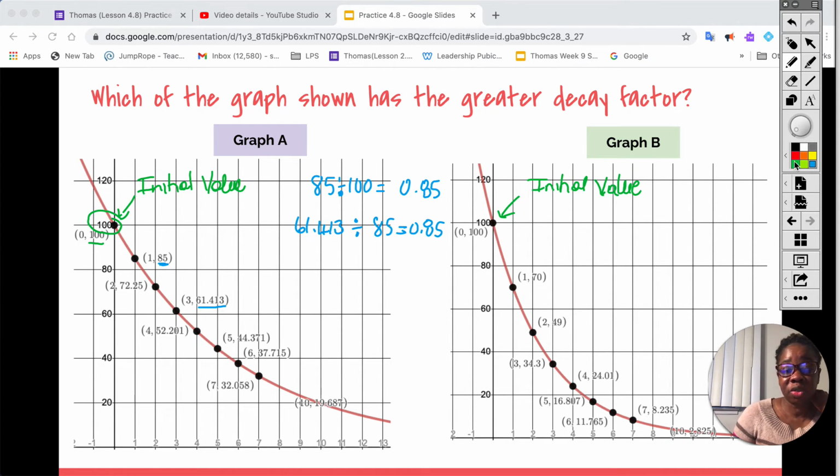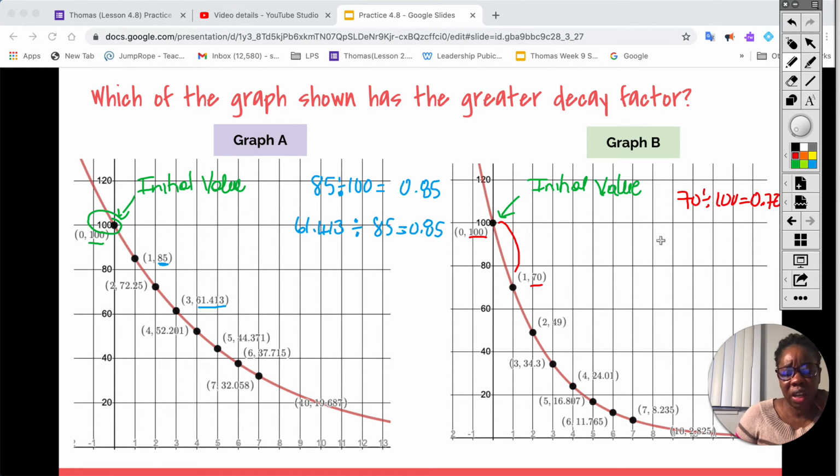We'd use the same strategy in order to find the decay factor on table B. So we would take 70 and we would divide that by 100. And that would give us 0.70.